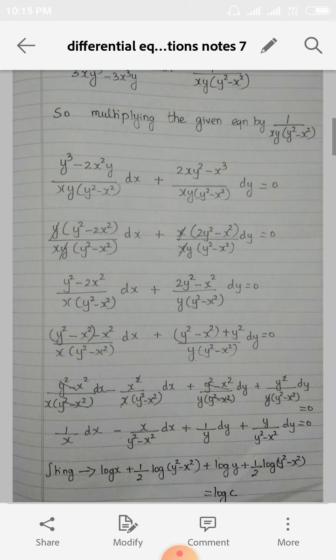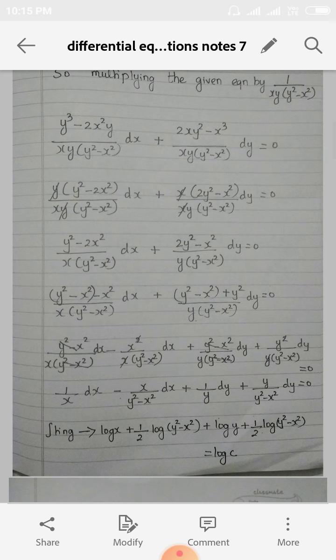So we get the factors: (y² − 2x²)/(x(y² − x²)) dx + (2y² − x²)/(y(y² − x²)) dy = 0. Right. Now, the next term is y² − 2x². Minus 2x² can be written as minus x² minus x². Same way, 2y² can be written as y² plus y².